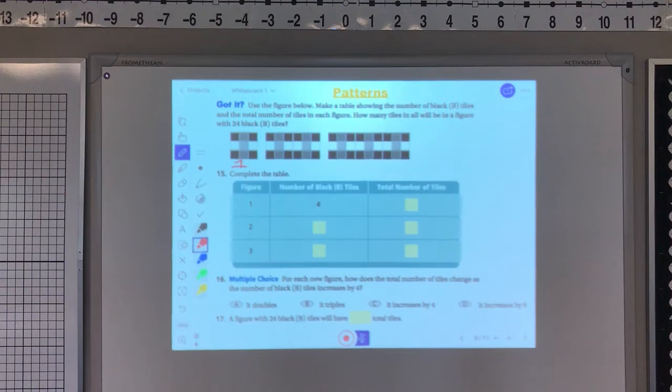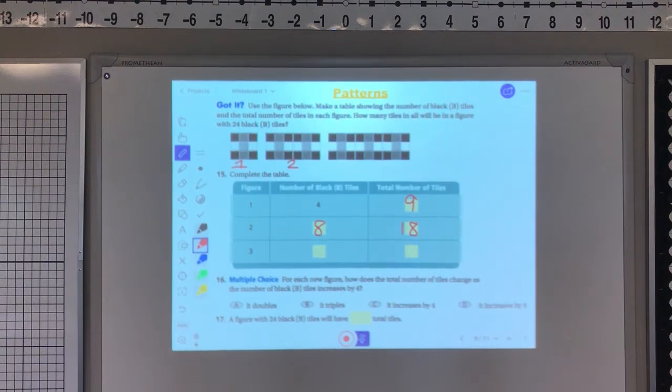Okay, there are 4 black tiles, but there's a total of 9 tiles. If I look at the second set, this huge set right here, there are 8 black tiles. Overall there's 3 in each row, or 6 in each row if you do both of them at one time. There are 18 total tiles, 18 total squares in there.